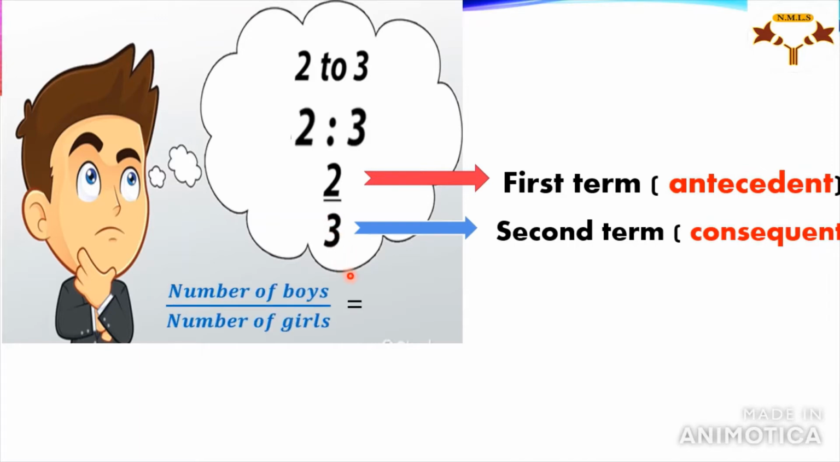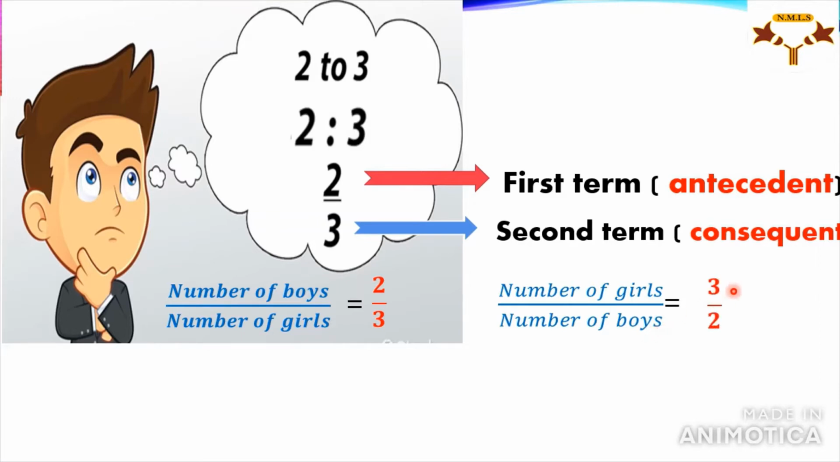When I want to say the number of boys over the number of girls, or the number of boys to the number of girls, it will be 2 over 3. Number of boys 2, number of girls 3. But if I want the number of girls over the number of boys, or the number of girls to the number of boys, it will be the opposite, which is 3 over 2. So the order of terms of the ratio is so important.